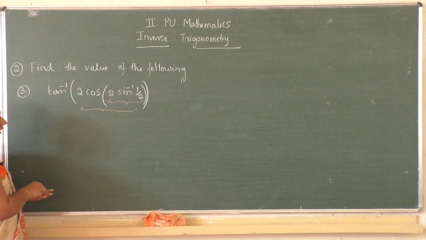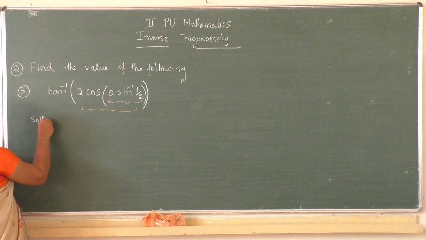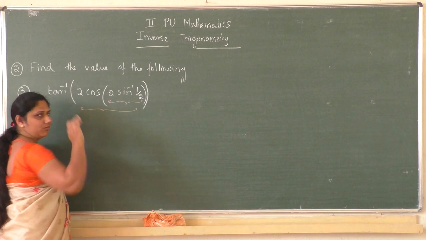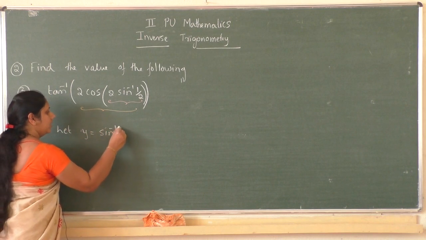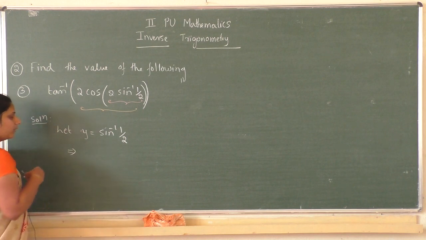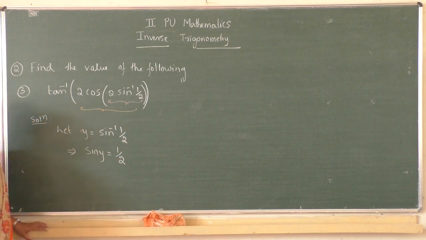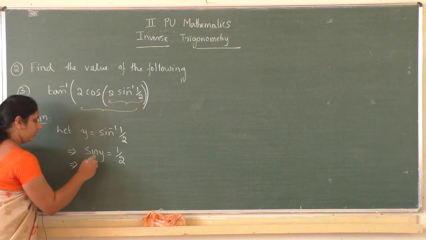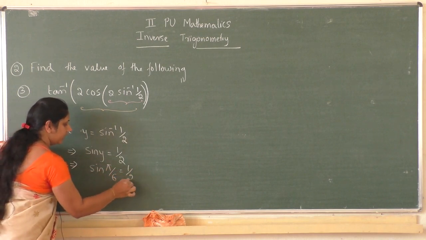So first we have to find the value, what is sine inverse half. So I will write the solution. For that we have to consider sine inverse half as some y. So let y equal to sine inverse half. If y equals sine inverse half, that implies you can write sine y equal to half. So for what values of y is sine y half, where y belongs to the required range, it is pi by 6, right? We already did that problem.